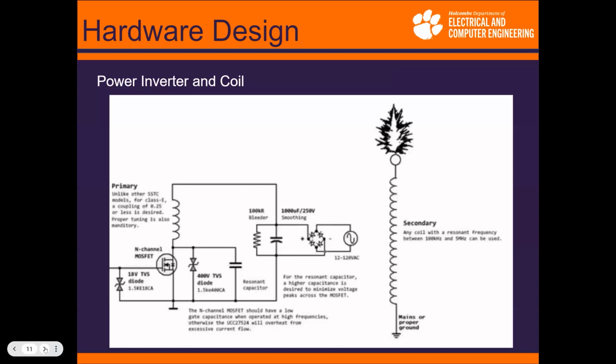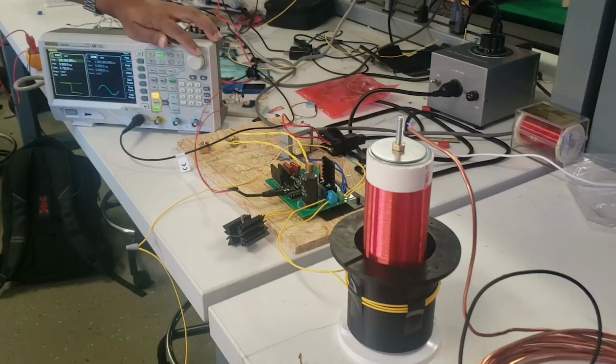And then we have two TVS diodes. These are just for protection, so any voltage transients don't destroy any components in the circuit. And then we have a resonant capacitor, so that's how we get the LC circuit on the primary. And then the secondary, we said it was an LC circuit, but the capacitance is just the secondary winding to ground. All right, so now we'll move on to a demo of our coil operating.